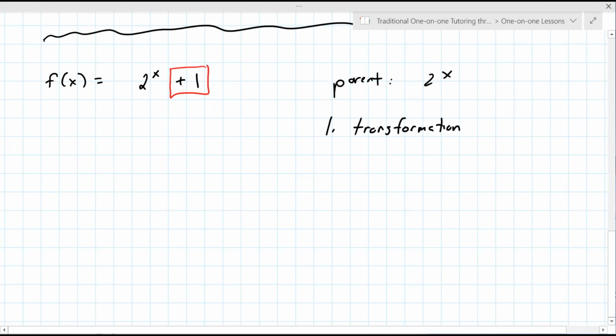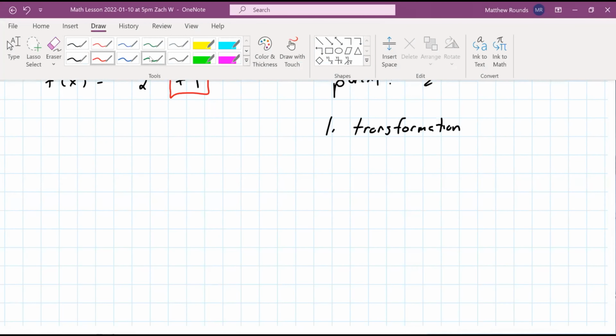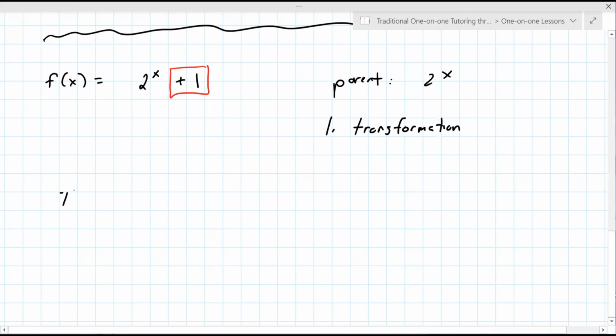So let's review the possible transformations. Okay, so there's a number of them. 5, right? Sure, there could be more or less depending on them. What is one transformation that you remember from class?